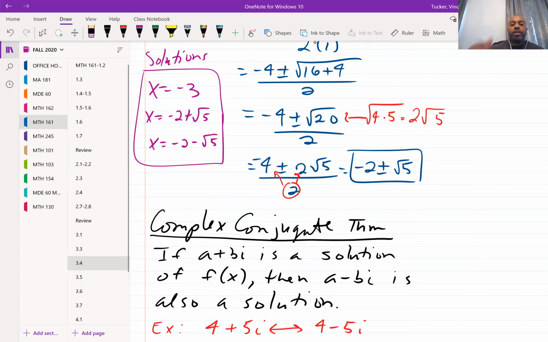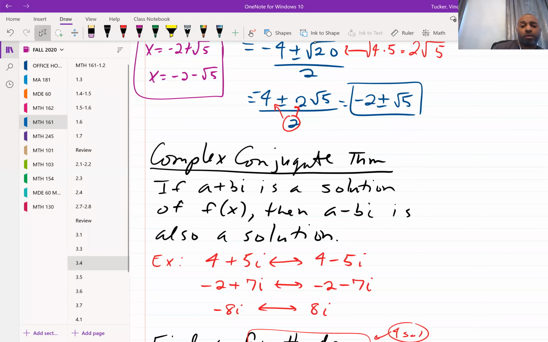Let's look at what we have here. We're talking about the conjugate. The conjugate is just the changing of the sign of your imaginary part. So if you know you have 4 plus 5i as a solution, that means 4 minus 5i is also a solution. That always is the case. They don't come alone. If you have an imaginary number as a solution, its conjugate is also a solution. So negative 2 plus 7i means negative 2 minus 7i is a solution. Negative 8i and positive 8i is also a solution.